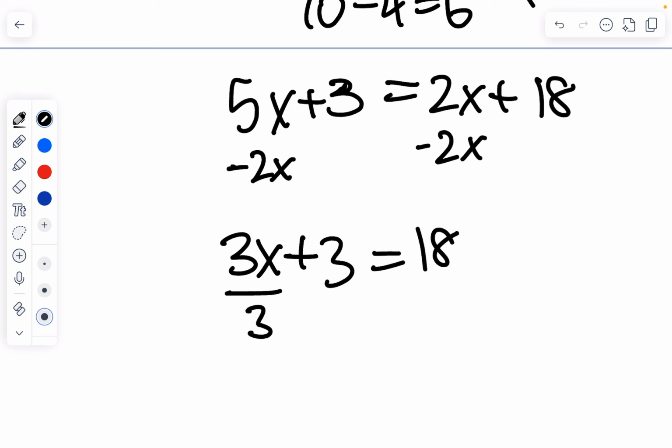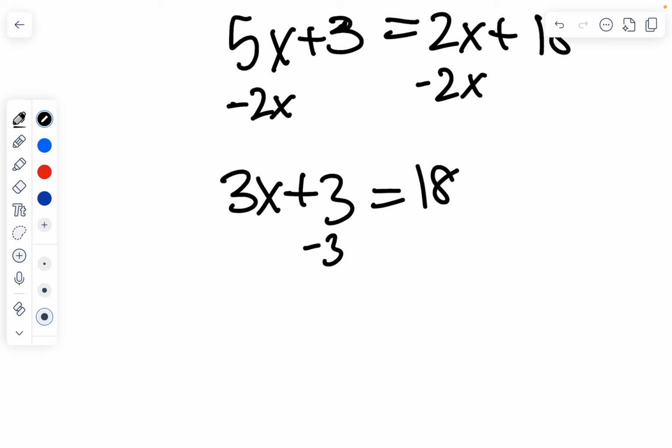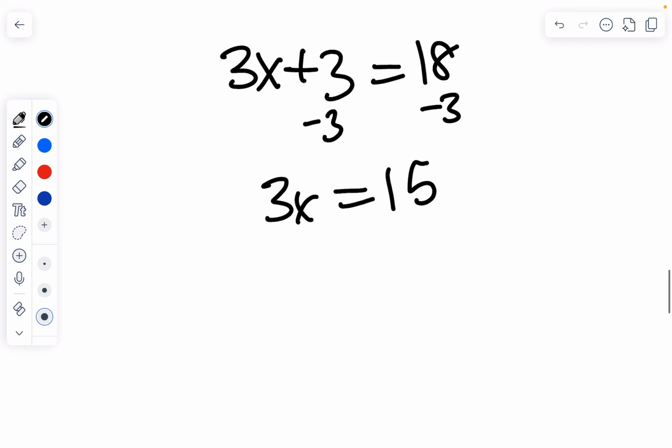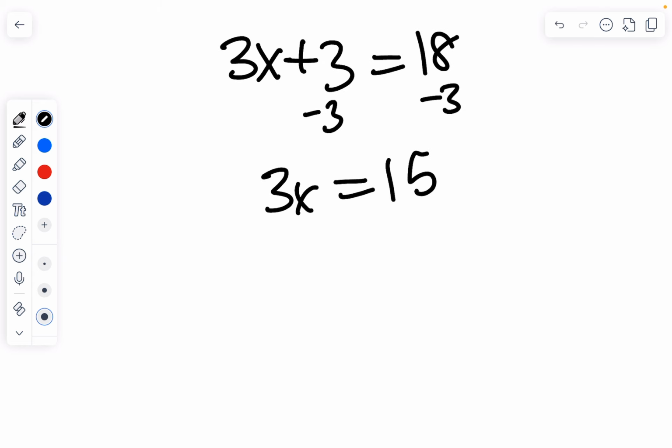Yes, so we have to subtract 3 from both sides to cancel out this 3. So minus 3, minus 3. That makes 3x equal to 15. When we take our 3x is equal to 15, the next step would be to divide both sides by 3. So we take this and divide it by 3 to get x is equal to 5.